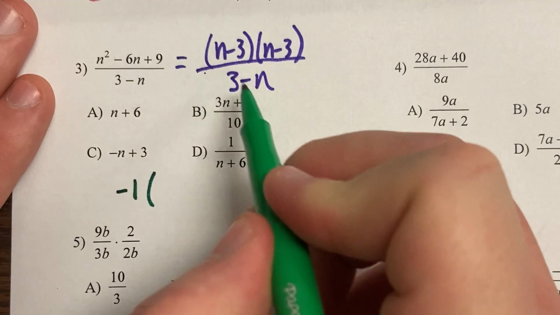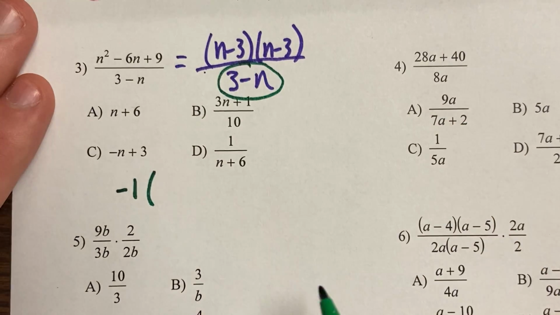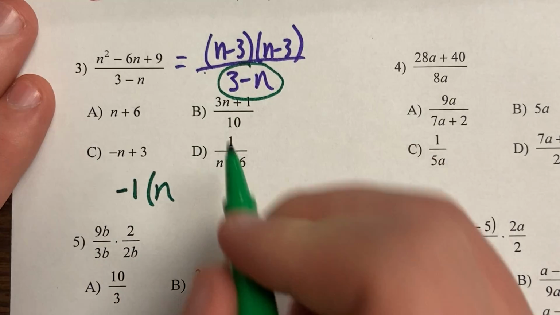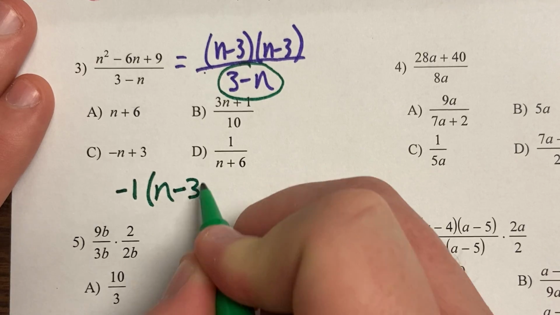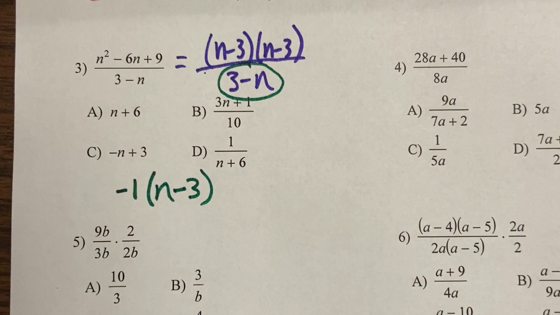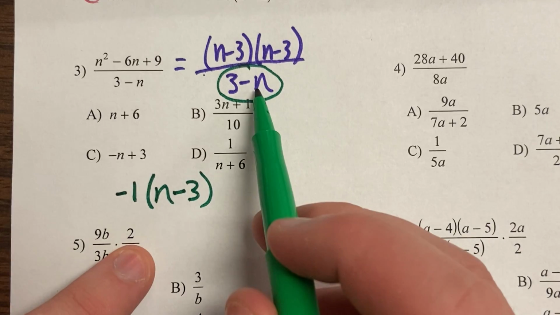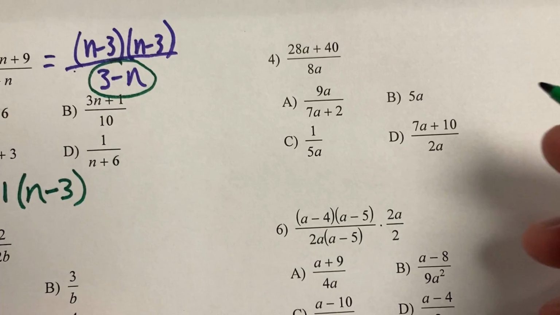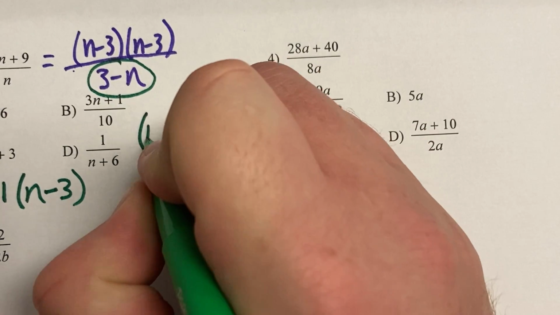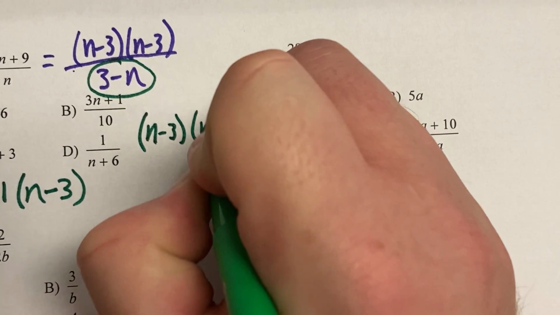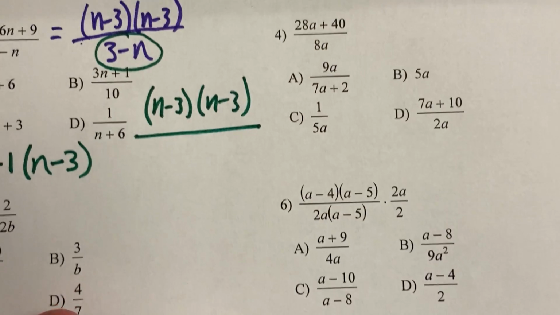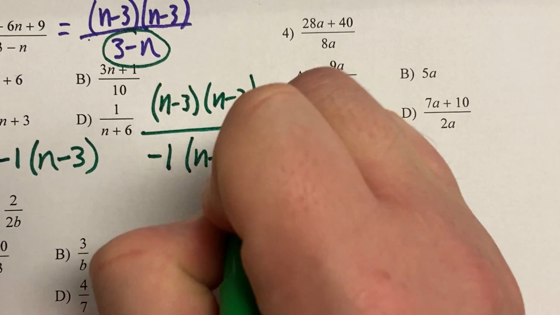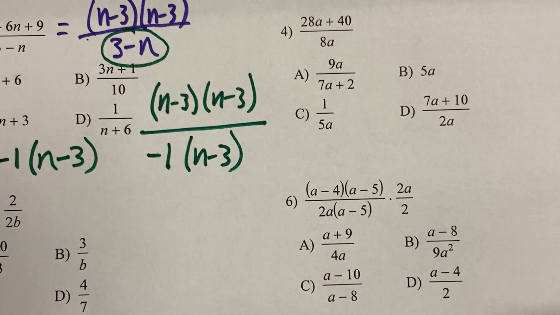So if I pull a -1 out of the bottom, the denominator, well, -n now becomes a positive n, and +3 now becomes a -3. So again, if you think about distributing, -1 times n is negative n, -1 times -3 is +3. Because that allows me to start canceling some things. So we have our n minus 3 as our numerator, but in the denominator, I have a -1 and the n minus 3. So now we have those same terms.